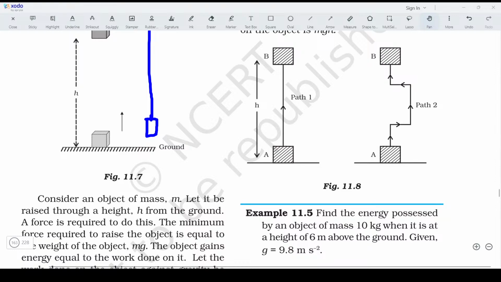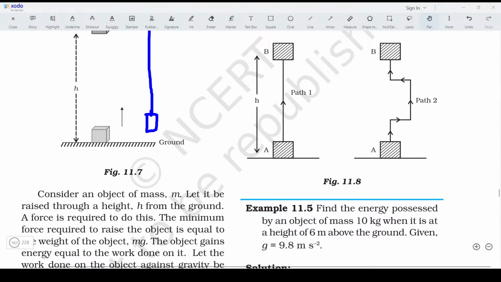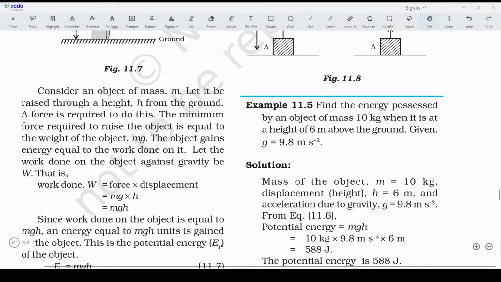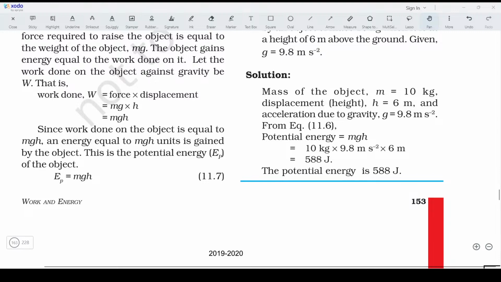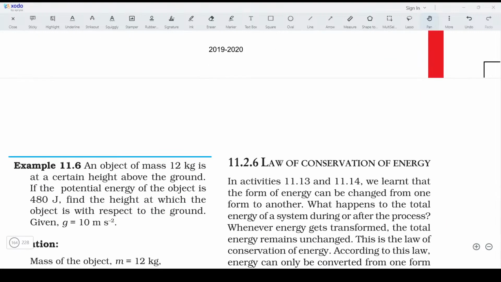Now tell me the answer for this: the energy possessed by an object of mass 10 kg when it is at a height of 6 kilometers. 10 times 600 times 9.8... 588. Yeah, I was doing the wrong calculation. 5880. Very good. Excellent. Do this one.